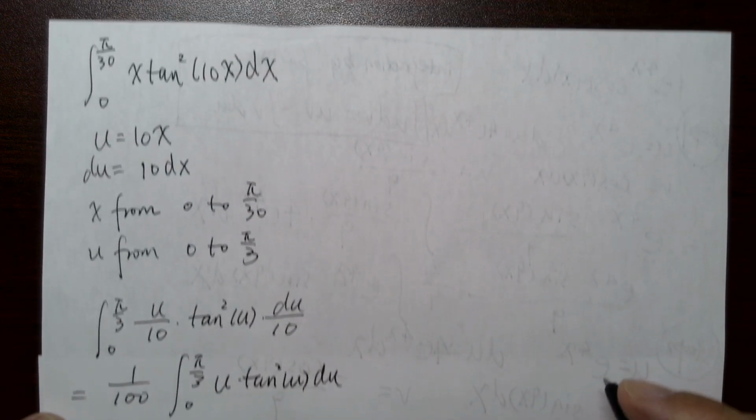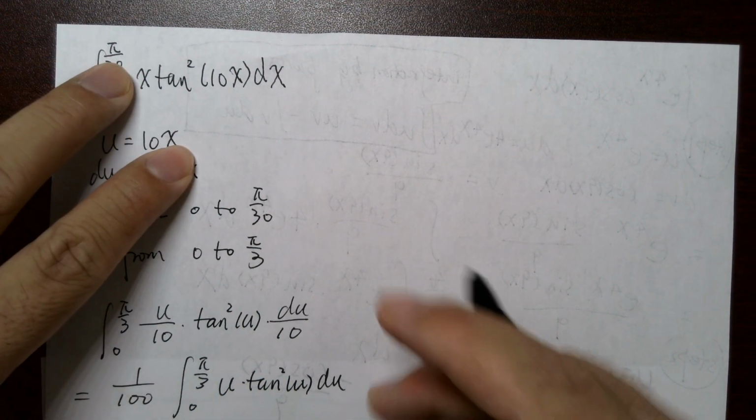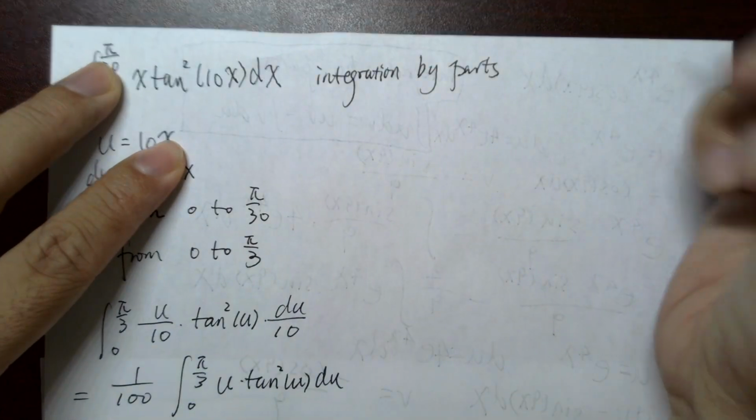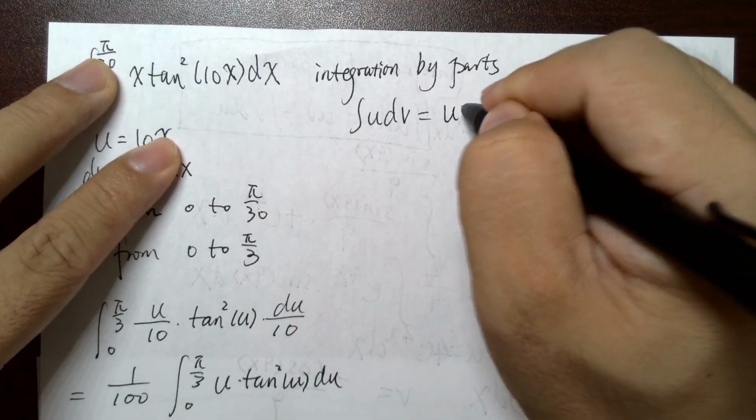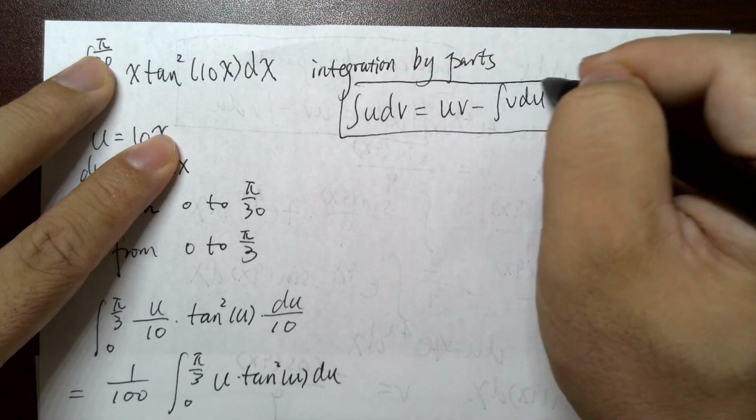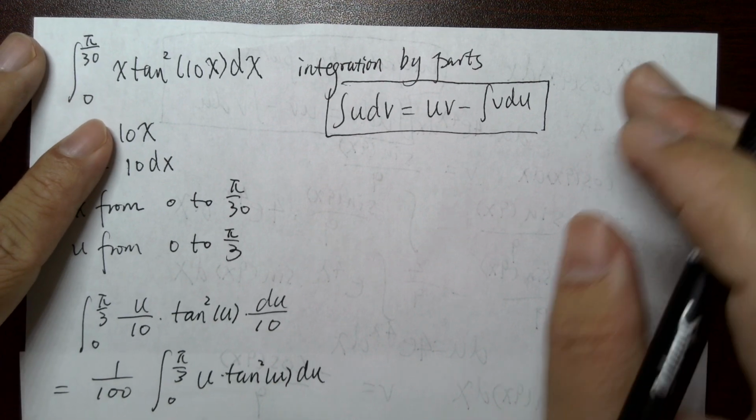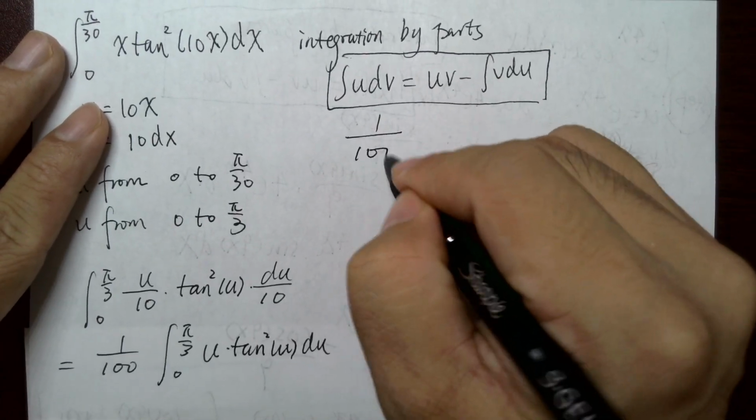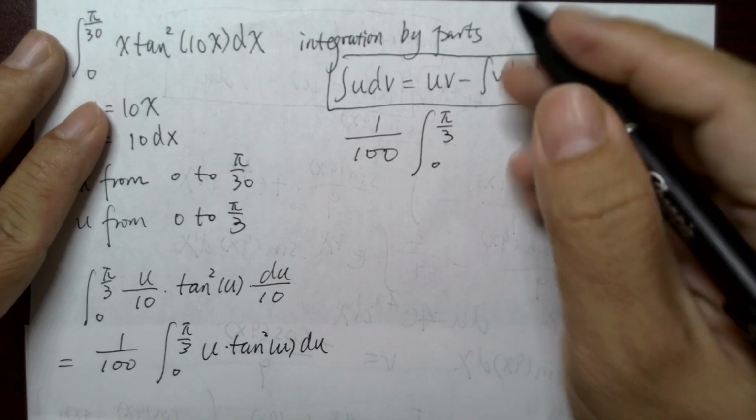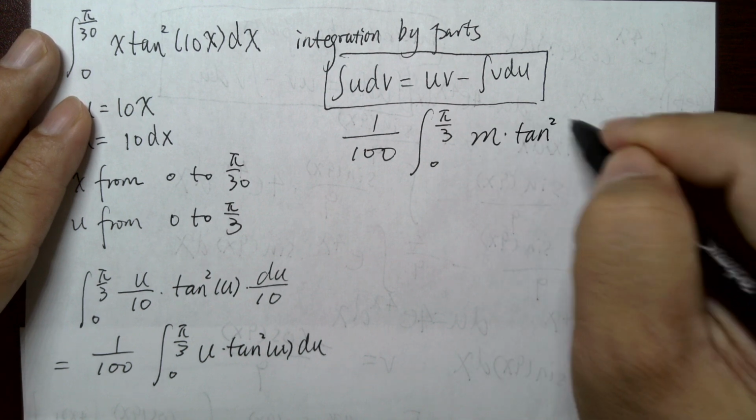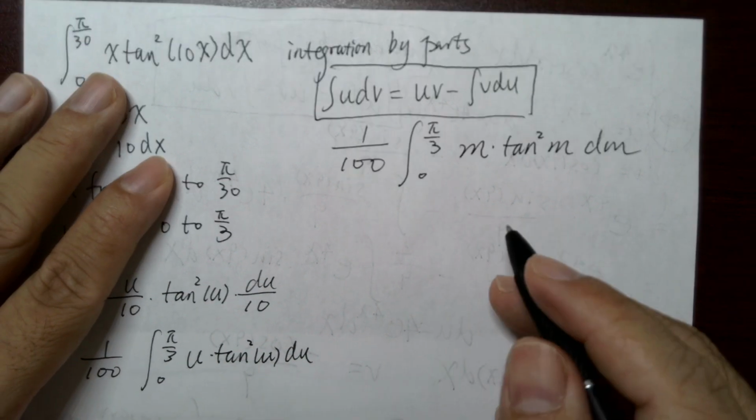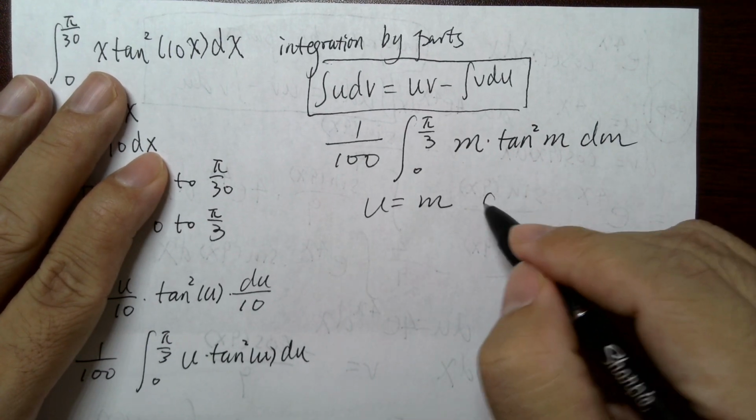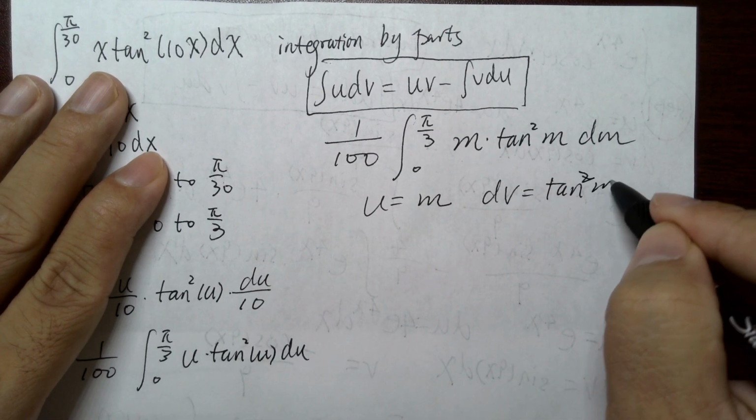I should say this, because this problem simplifies into this, and then we're going to use integration by parts again. When we do integration by parts, it's the integral of u dv equals uv minus the integral of v du, right? To make less confusion, let's change this variable into another one. So the problem becomes 1 over 100 integration from 0 to pi over 3. Let's do m tan square m dm.